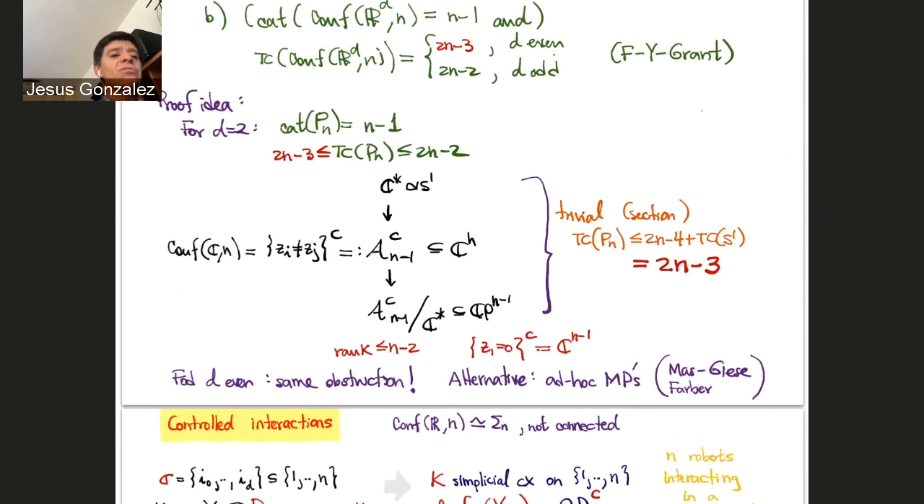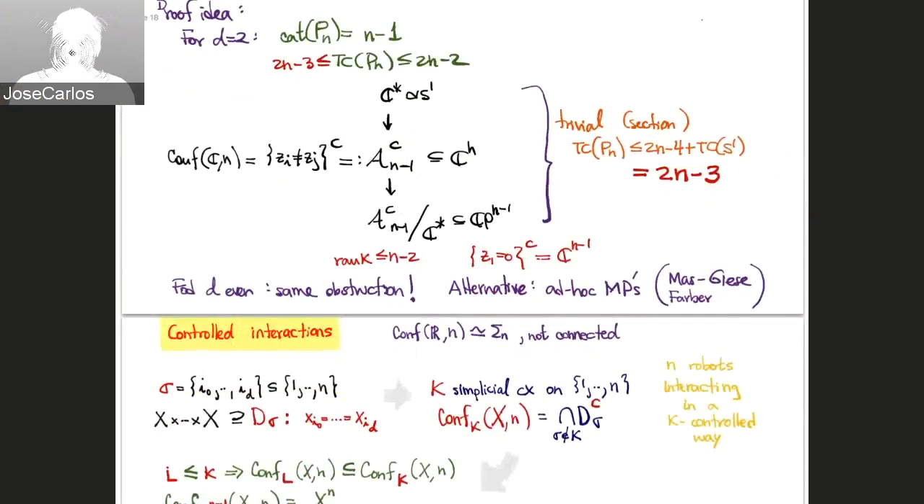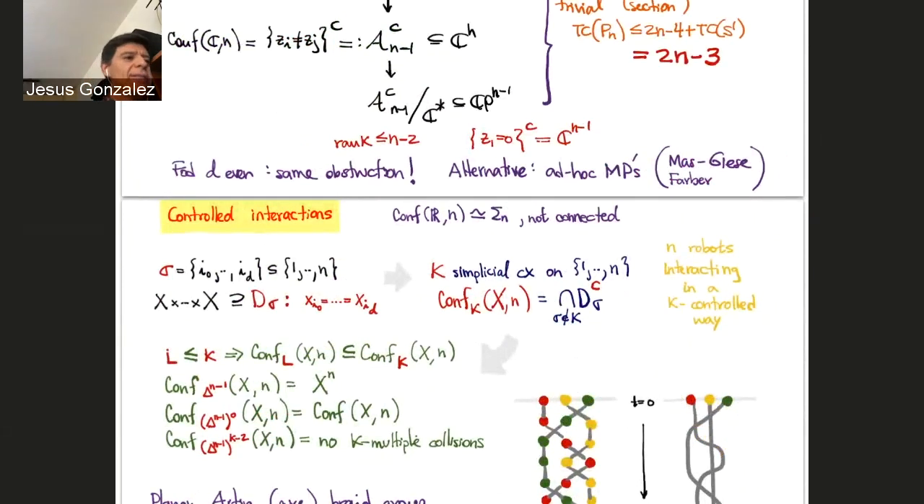Namely, after this result was known, a pair of former master students from CINVESTAV, using some ideas of Michael Farber about configurations of graphs and trees, these guys, Mas and Giese, constructed explicit motion planners for the case when D is odd. And then later on, about a couple of years ago, Michael extended this to construct explicit motion planners for any D. So this can be done, although, again, by human intelligence. Namely, these are ad hoc motion planners for this case.